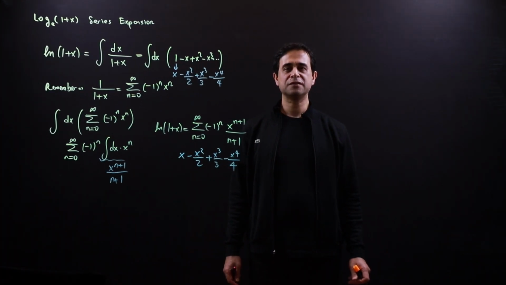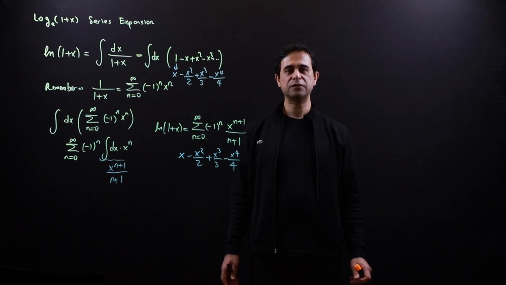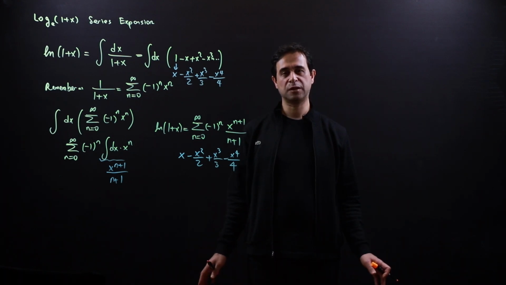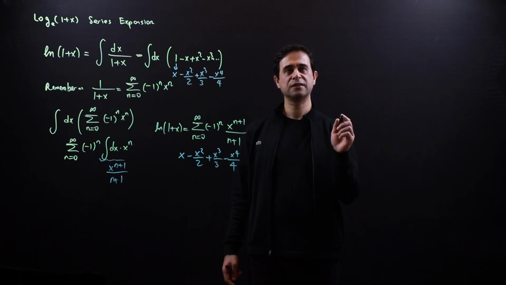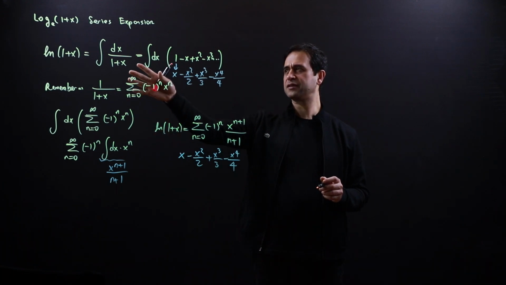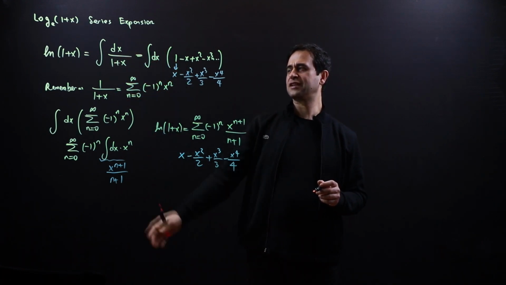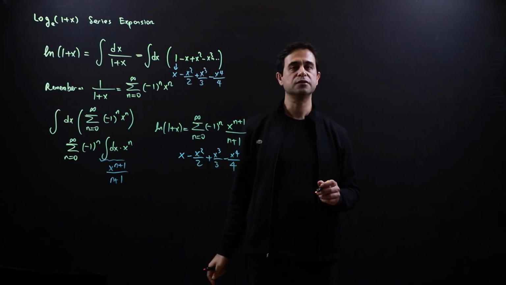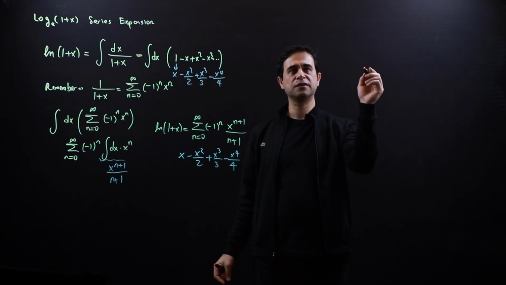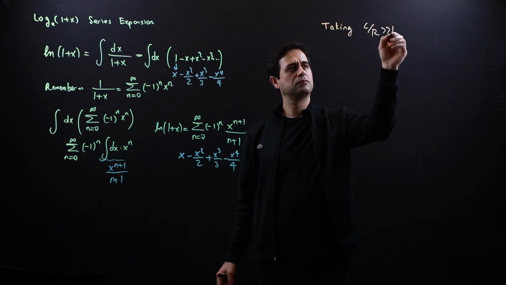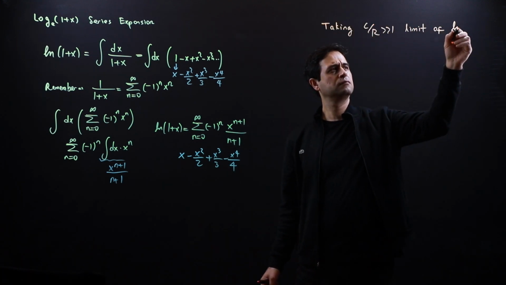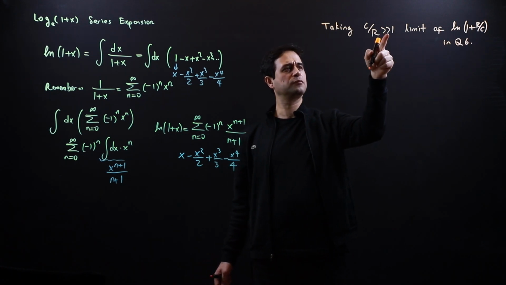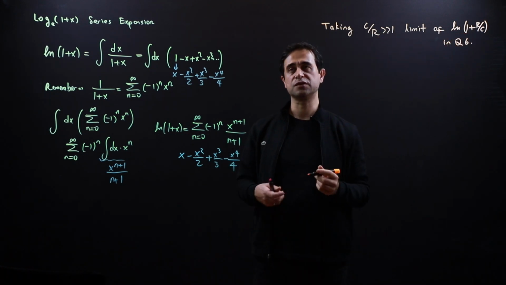Today I'm going to talk about taking a small argument limit of a quantity or an expression that we saw in chapter 2, question number 6. I left this series expansion of a natural logarithm of 1 plus x for you, and we will use that particular expression to do that. So let me remind you what it was. It's taking c over r much bigger than 1 limit of this expression in question number 6.